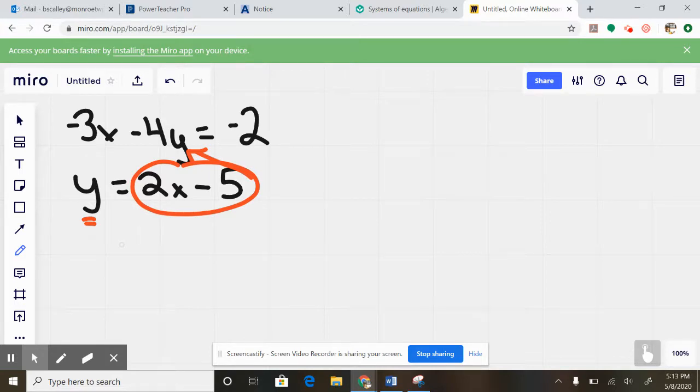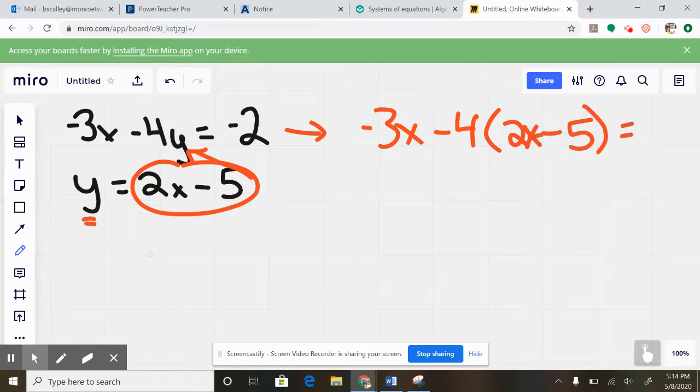Why would I choose substitution for this system? Because I have a variable all alone. Y is already by itself. I know that y is 2x minus 5, and I can go plug it in the other equation. So then, continuing, I would rewrite this top equation. I would get negative 3x minus 4, but I'm replacing y with 2x minus 5, and then equals negative 2.